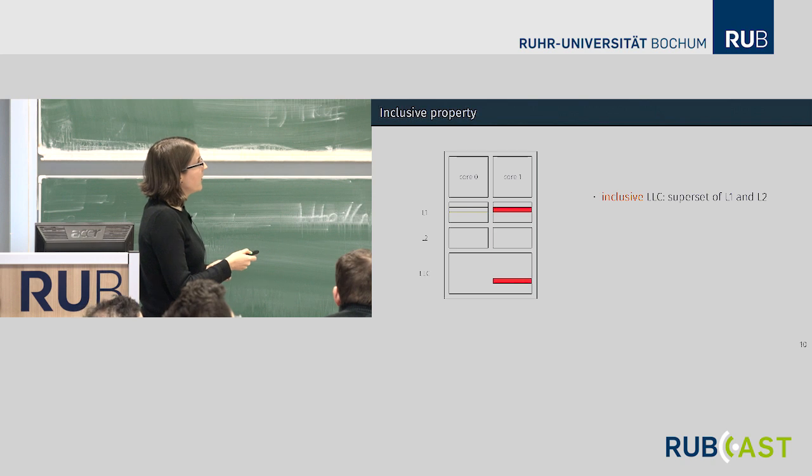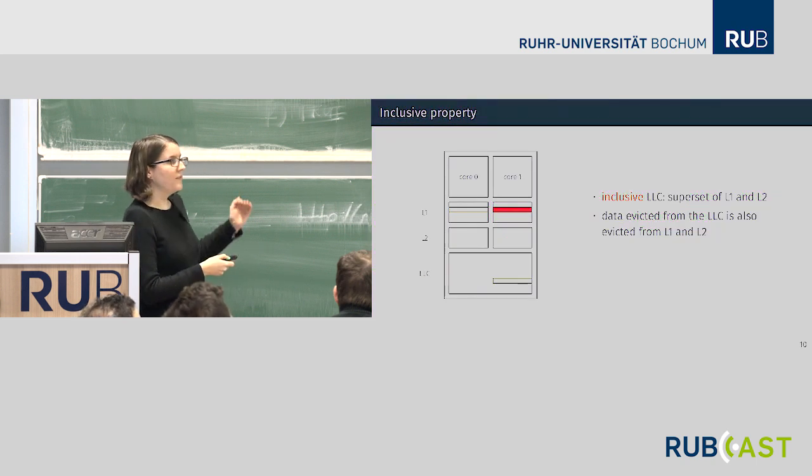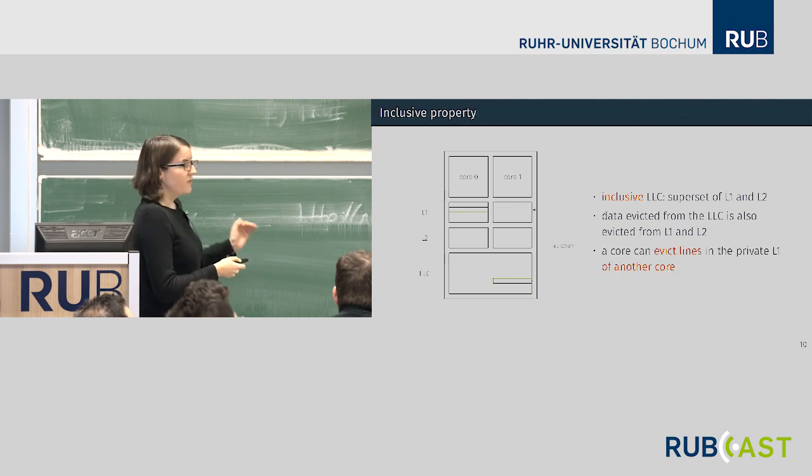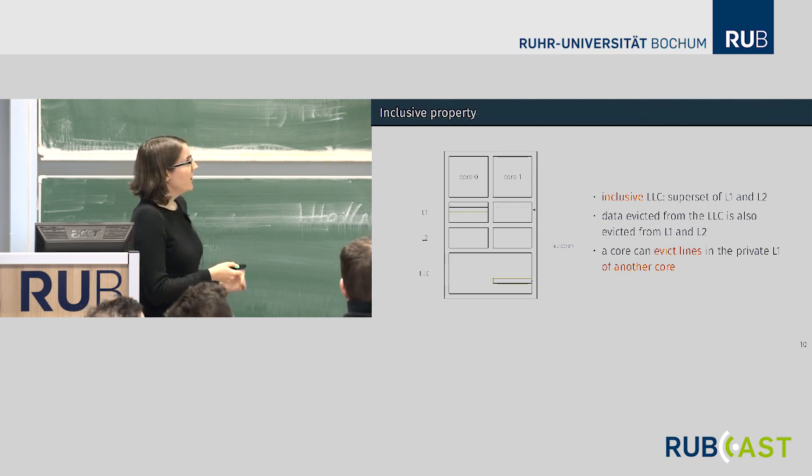Now, what happens if we have another line in core 0, so this green line? It also has to be in the last level cache. So what can happen is that it evicts the line that was previously there, the red line. To guarantee the inclusion property, we have to evict the red line, because now it's in L1, but it's not in the last level cache anymore. So the CPU automatically evicts the line that was previously there. This means that a core can evict lines in the private level 1 of another core, which is a property that we exploit a lot in cache attacks.